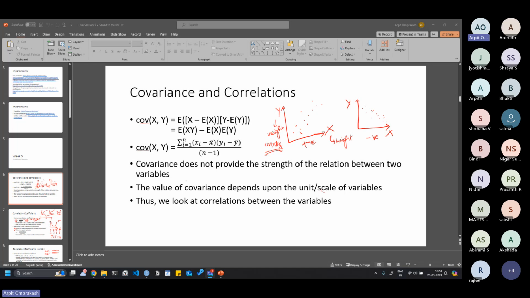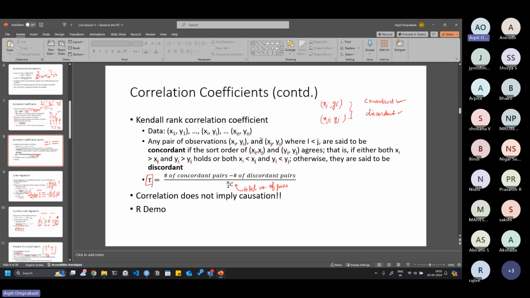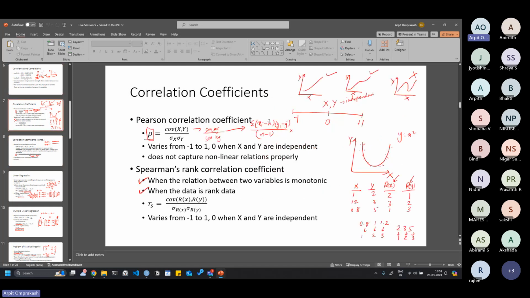So we need something which can give us the strength of the relation between two variables, and that is basically correlation. We talked about different correlation coefficients that we can calculate from our data, such as Pearson's correlation coefficient, which is given by the covariance of x and y divided by sigma of x times sigma of y. It varies from -1 to 1, where 0 represents that x and y are independent. The problem with Pearson's correlation coefficient is that it does not capture non-linear relations.